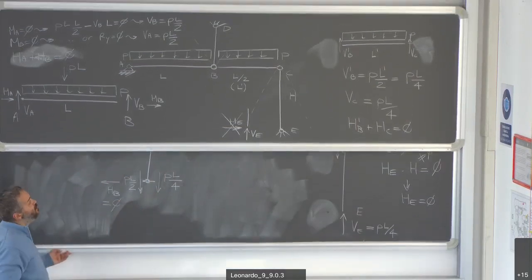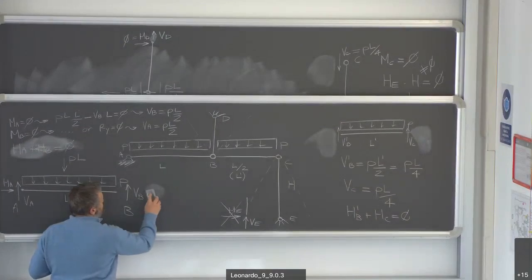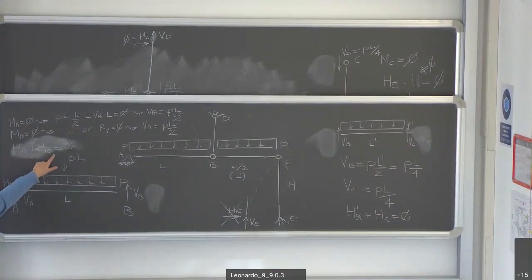And then going back, this will be equal to 0. And since this equation holds, HA plus HB equal to 0, if this is 0, this is 0. Okay?